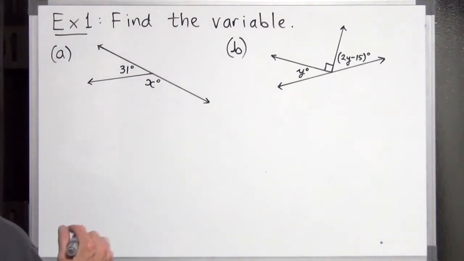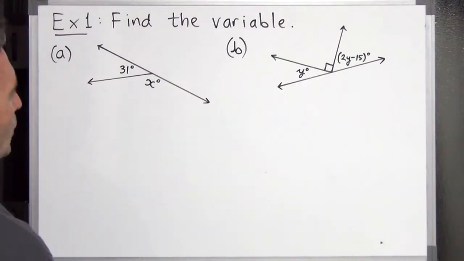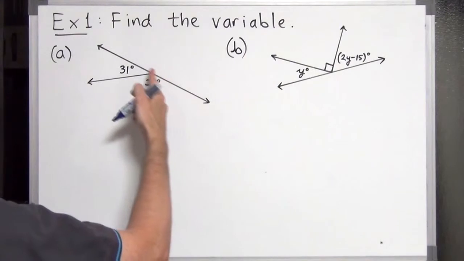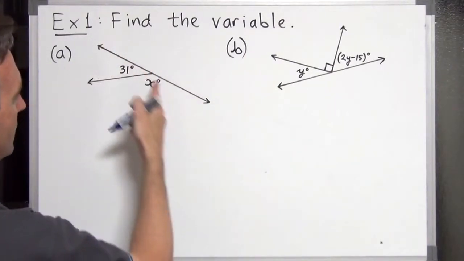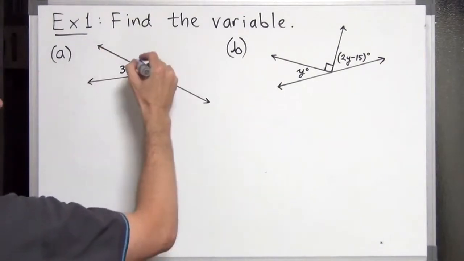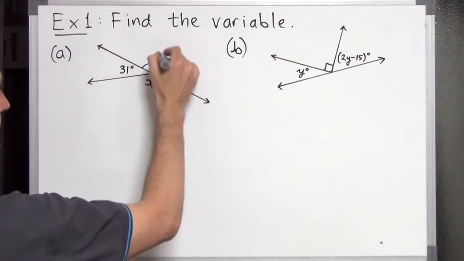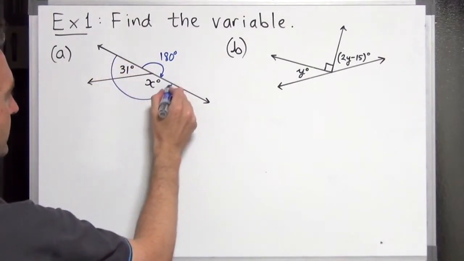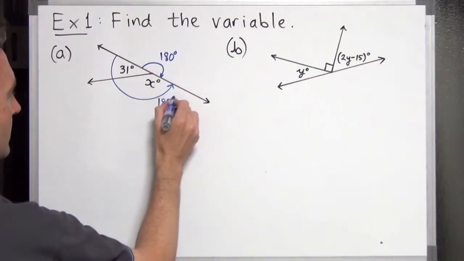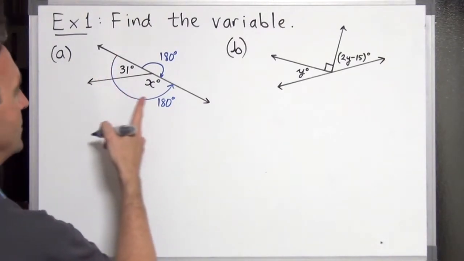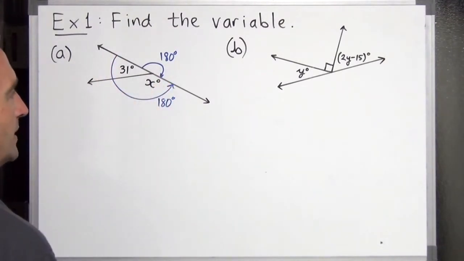Okay, we're going to find the variable. So we're going to find x here. Where is the straight line? I haven't really labeled it, but hopefully you can see that this line here is a straight line. And we can think of it as a point here and a ray coming off here. So that's 180 degrees. And this also is 180 degrees. So these two angles here, 31 degrees and x degrees, make up 180 degrees. Okay, they add up to 180.